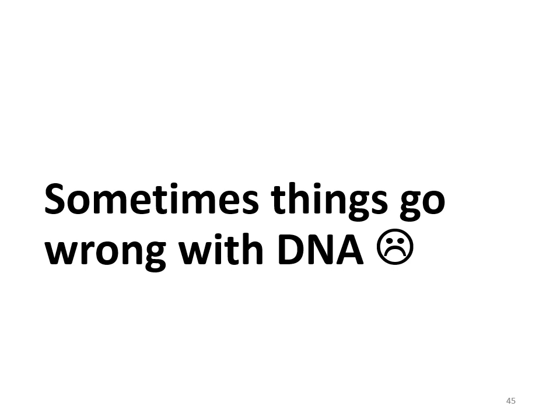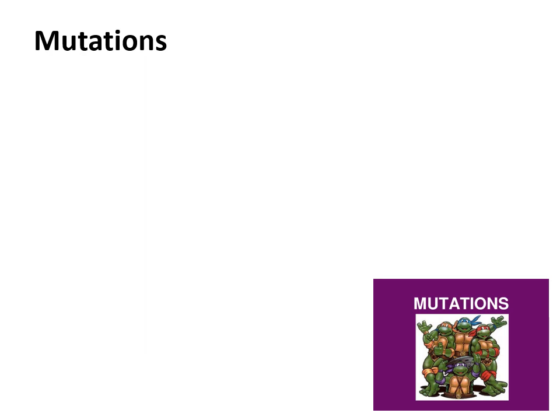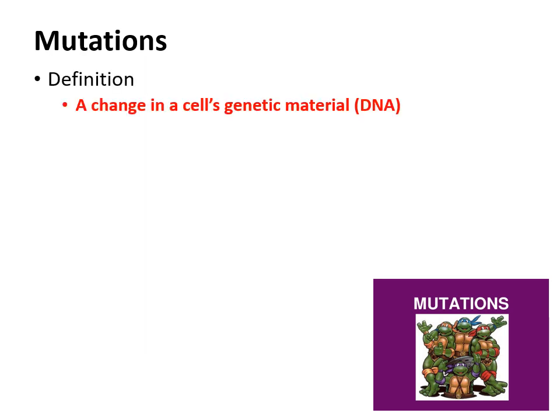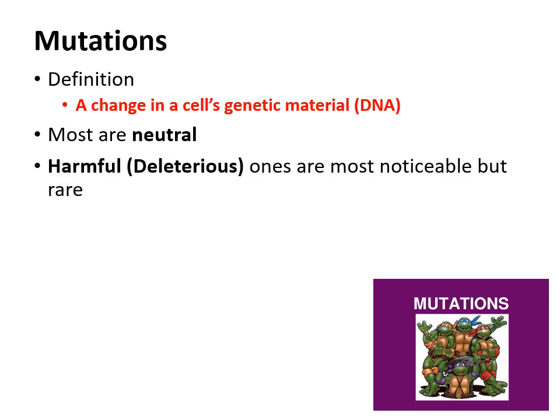Now, the last part of this lecture, which we'll go through rather briefly compared to a genetics course where there would be a lot to talk about here, is the fact that sometimes things go wrong with DNA, especially during the replication process. What do you call it when something goes wrong with DNA? It's called a mutation. Mutations are a change in a cell's genetic material, meaning a change in their DNA sequence, in their code. Most mutations are neutral and you never even notice they occur, but there are harmful ones. Even though they're rare, they're more noticeable because they're so detrimental.